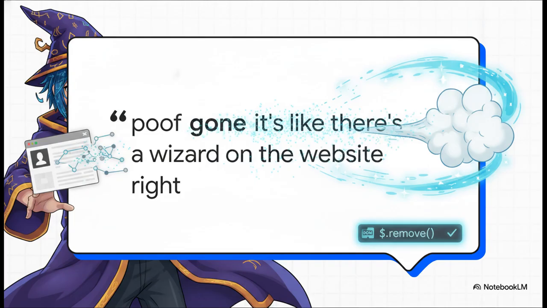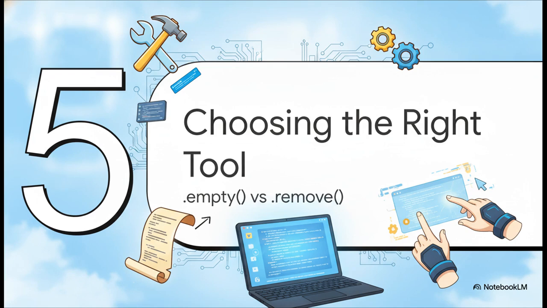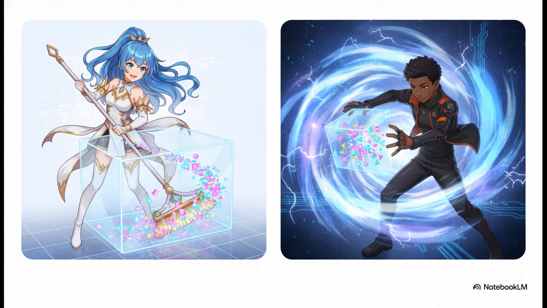And our final section, section 5, choosing the right tool. Looking at these side by side, it really reveals a clear logic. You always have to ask yourself the what, how, and why of your content removal. .empty clears the inside text and HTML but keeps the tag. You're going to use this when you want to refill that container later. .remove, on the other hand, acts as a structural delete key for the entire tag. You use this when that element is gone for good and you need to reclaim that space on your web page.